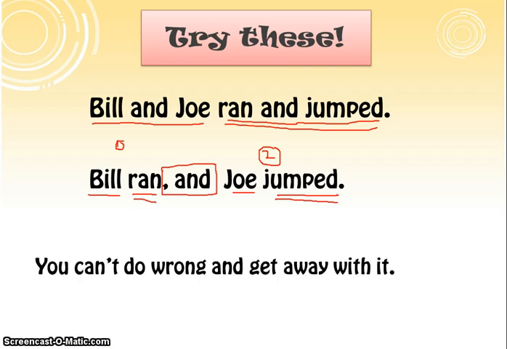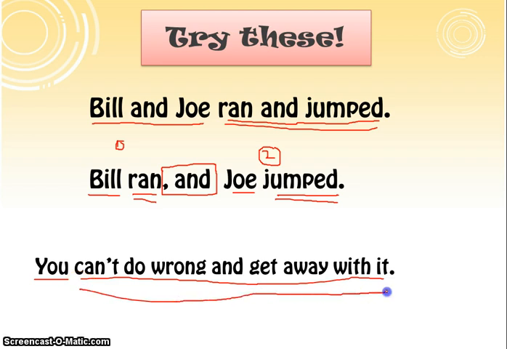You can't do wrong and get away with it. What is my subject? You. That's it. My complete subject is just that one word. Can't do wrong and get away with it is my complete predicate. Let's get this right. Oops. See why it's so important to use a ruler?